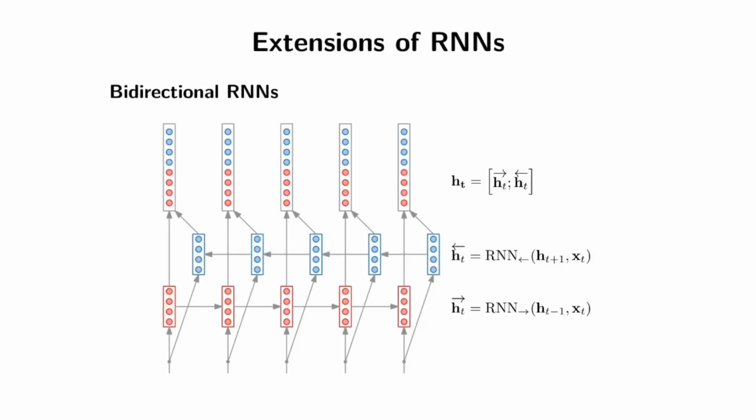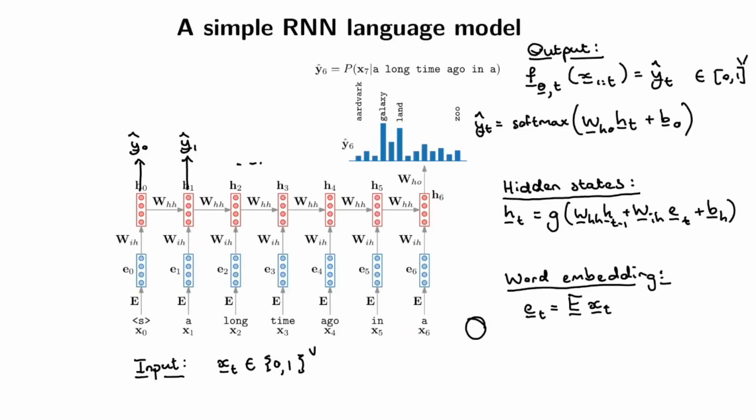Let me make it slightly concrete. We started with this language modeling example right at the start. What this model does is it tries to predict the next word in the sequence. So if you're at time step 6 and the sequence is "a long time ago" and you're trying to predict the next word, then you get this distribution over the next word. Now, when you're training the model, you actually know that the next word is "galaxy", and you use that to calculate the loss and backprop it.